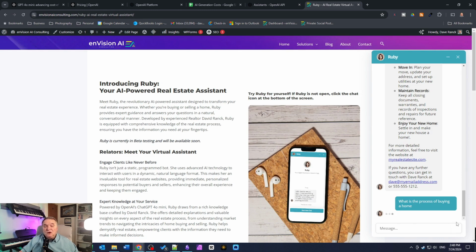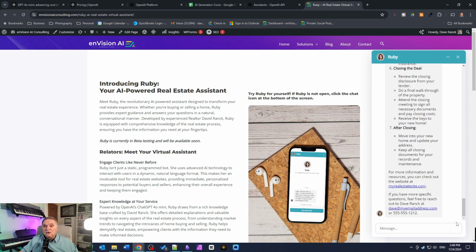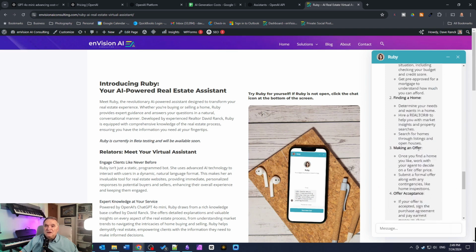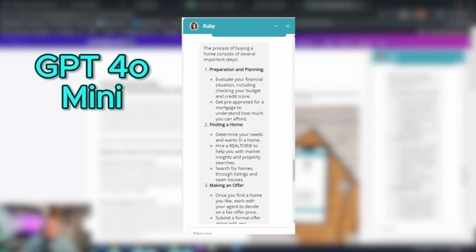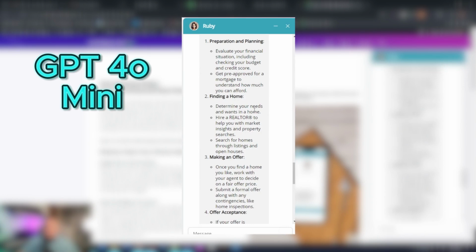Now, generally speaking, when I do this, the answers I get back are very similar, but there are differences. So here we go. All right, we can see it's formatted slightly differently. But here we go, finding a home number 2. Determine your needs and wants. Hire a realtor that can help you with market insights and property searches. Search for homes through listings and open houses.